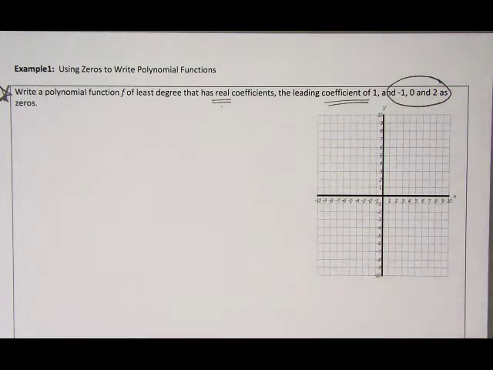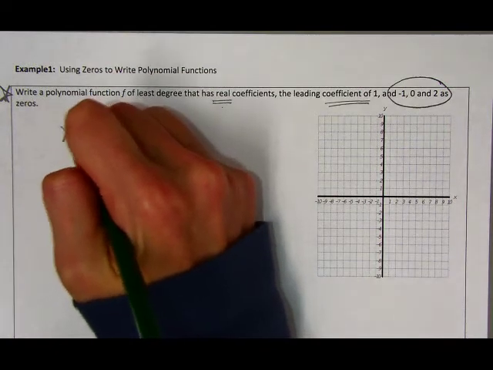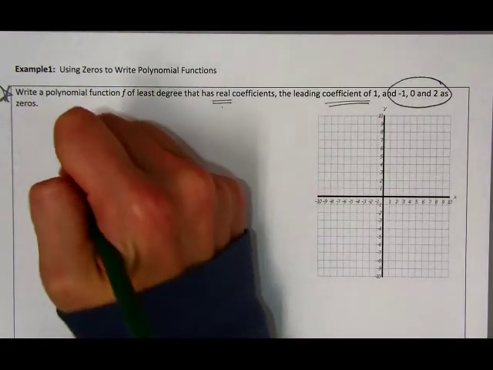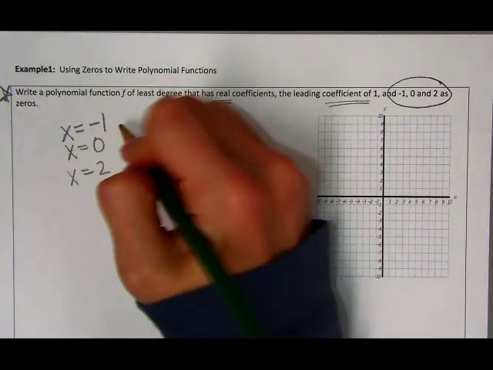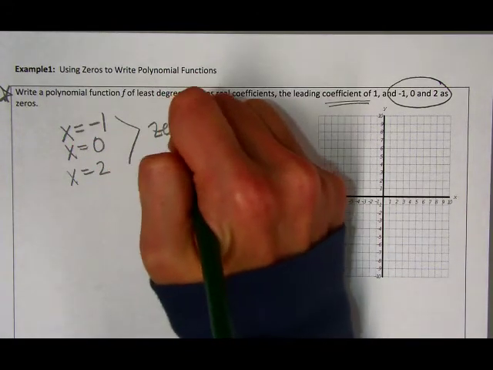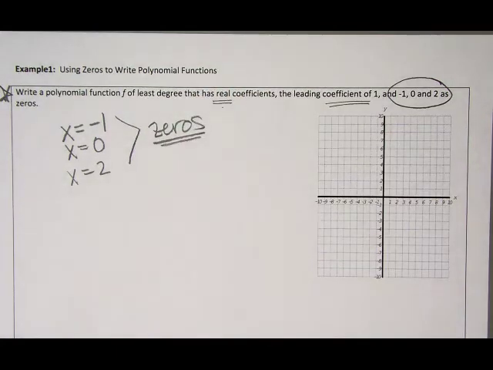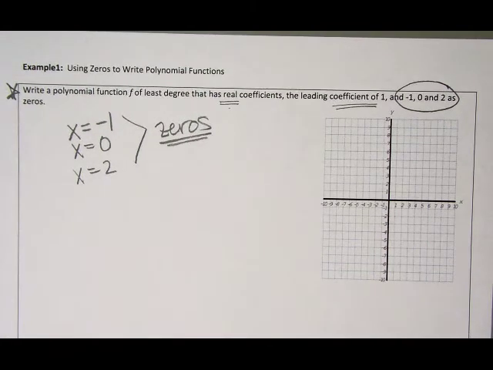So, pulling out the information that we want, the first and most important information is what our zeros are. You know that x is equal to negative 1, x is equal to 0, and x is equal to 2. That's given information. We know that those are our zeros. From our zeros, we can extract what our factors are.